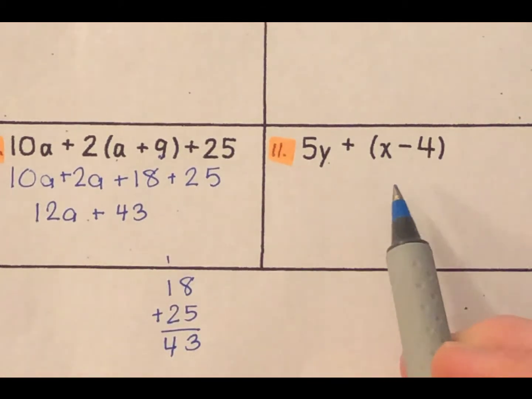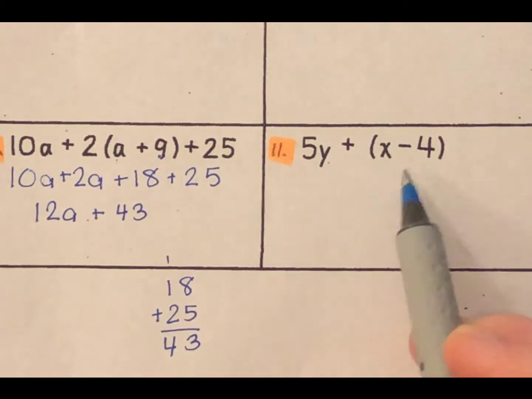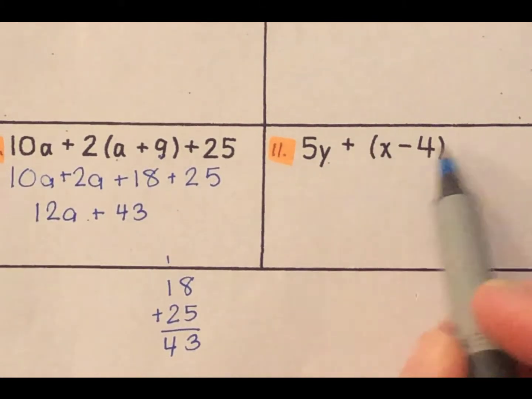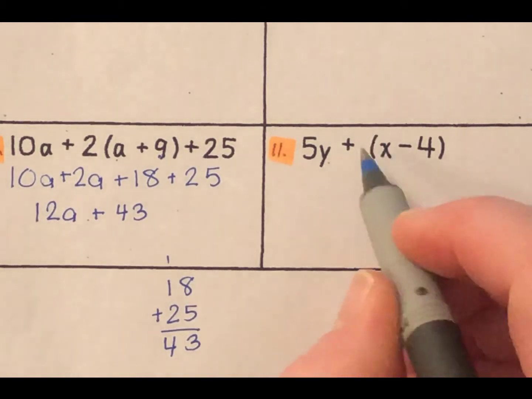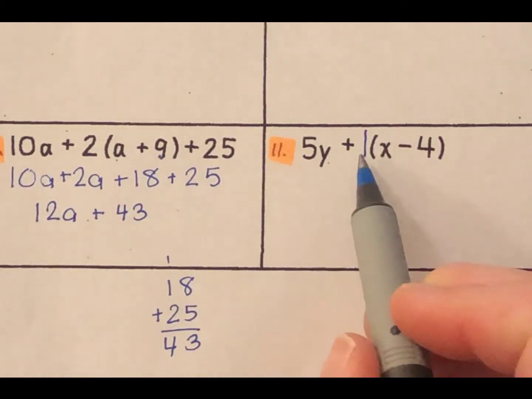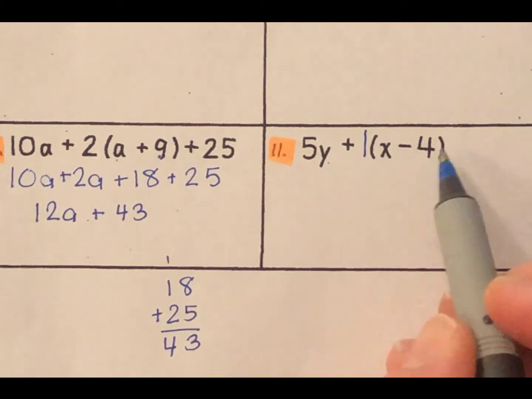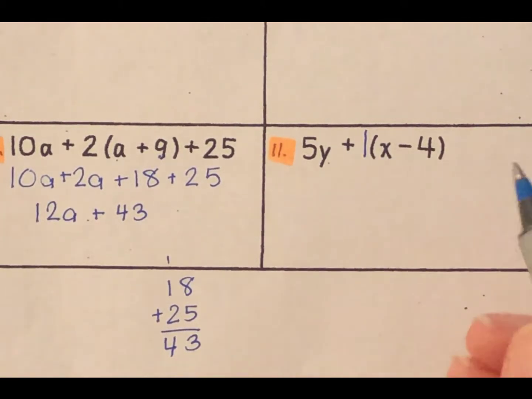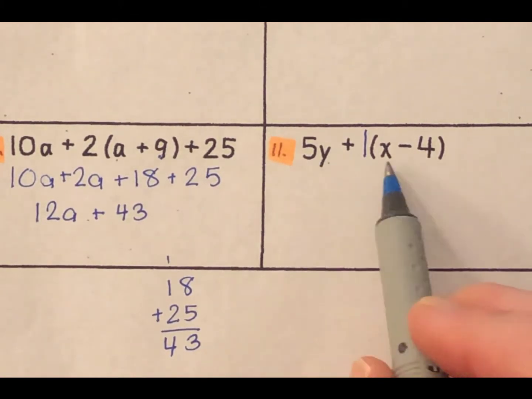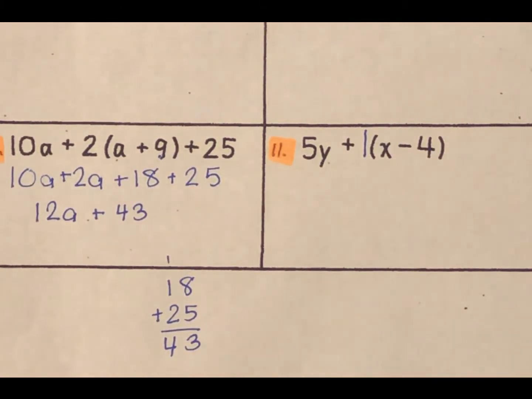Now this one, it's got parentheses and it looks like we might have to distribute, but there's nothing to distribute. If you think of this as just a 1, well, 1 times x is x, 1 times negative 4 is negative 4, so it works out the same way. So basically, I've got 3 terms, 5y, x, and negative 4. There's not really much for me to do except write them out. So I'm going to put them in the correct order.